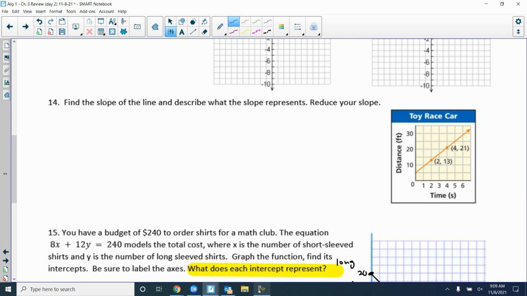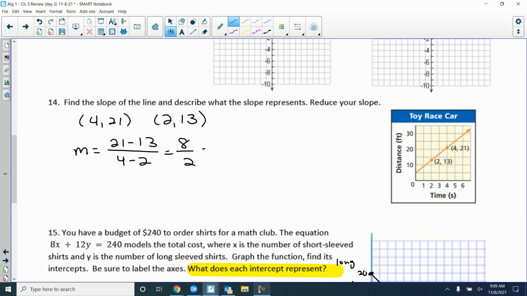Well, you take those 2 points, (4, 21) and (2, 13), and my slope depends on what order you go. If I do 21 minus 13 and I do 4 minus 2, I get 8 over 2. And I said reduce it. Well, what's 8 over 2 become? Just 4. You can write it as 4 or 4 over 1.